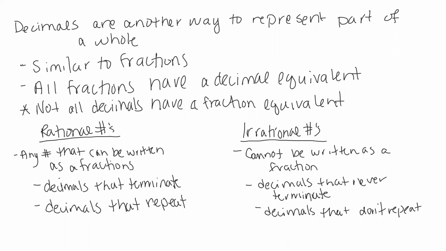And that's it. So at this point, we know what decimals are. It's a way to represent part of a whole, similar to fractions. We have a huge connection between decimals and fractions, so much so that all fractions have a decimal equivalent, but the reverse is not true. There are some decimals that don't have fraction equivalents. We have basically 2 types of numbers. We have rational numbers. Those are any numbers that can be written as a fraction. So those would be the decimals that terminate, which just means the decimal ends, or decimals that repeat, like 0.33333 forever. We then have irrational numbers, which are numbers that can never be written as fractions. These are decimals that never terminate. That means the decimal never ends, and they never repeat.